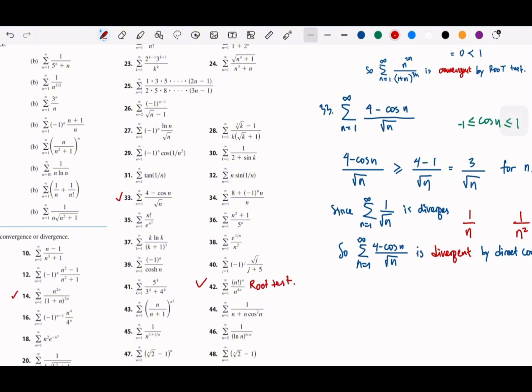But still, it's interesting. Let me explain for you. It's a little bit interesting for the solution. So for the root test, we can start with the limit, taking the a_n.